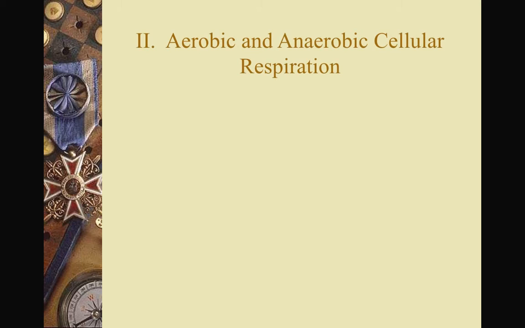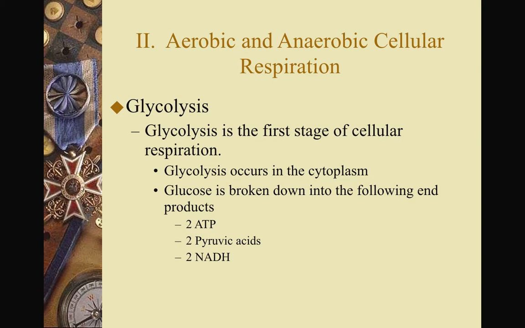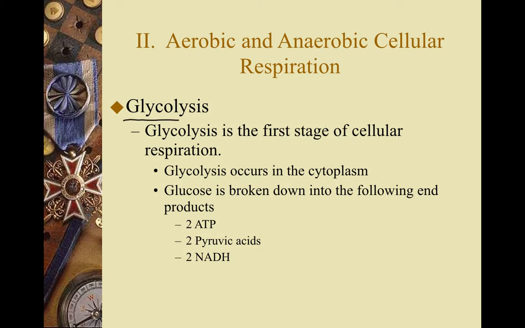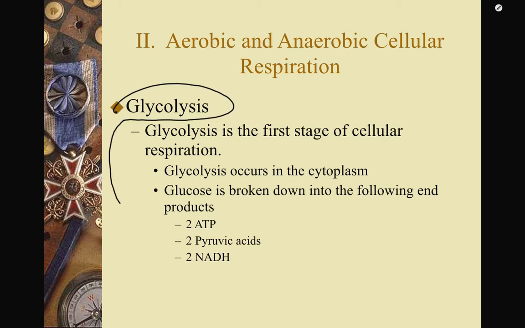There's your mitochondrion. Here we go, anaerobic and aerobic. Glycolysis, first stage of cellular respiration, occurs in the cytoplasm. Glucose is broken down into the following products. So glycolysis includes some reactants. Glucose, it's broken down. That is a reactant. And the products are 2 ATP, 2 pyruvic acids, and 2 molecules called NADH.